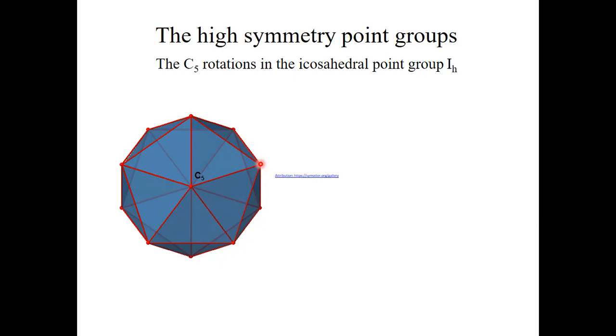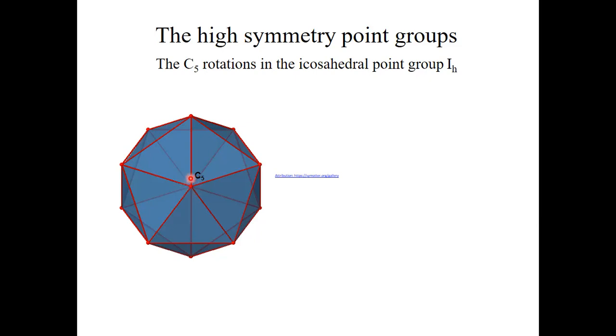Now consider again, our icosahedron is a platonic solid. So that means that each of the vertices is symmetry equivalent. Now that determines the number of the C5 axes that we have. So now let's count the number of vertices.